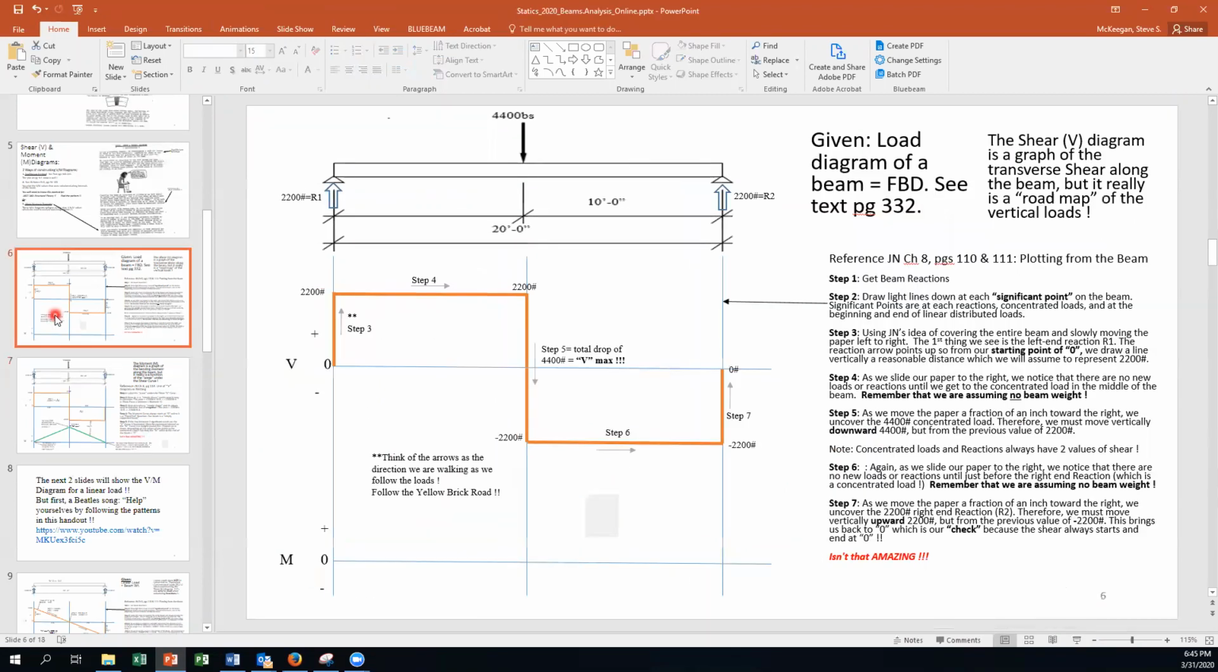Did I talk about the V? Oh, the Vmax here, folks. This is critical. This is back on slide 6. The maximum shear is the greatest absolute value of the shear curve at any 1 point. Not the shear between here and here. The shear at this point is what? 2200. The shear here is an absolute value of 4400. And here the shear is 2200.